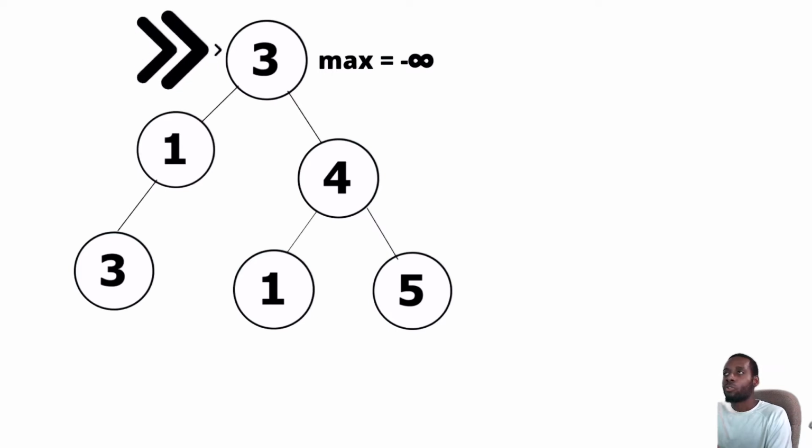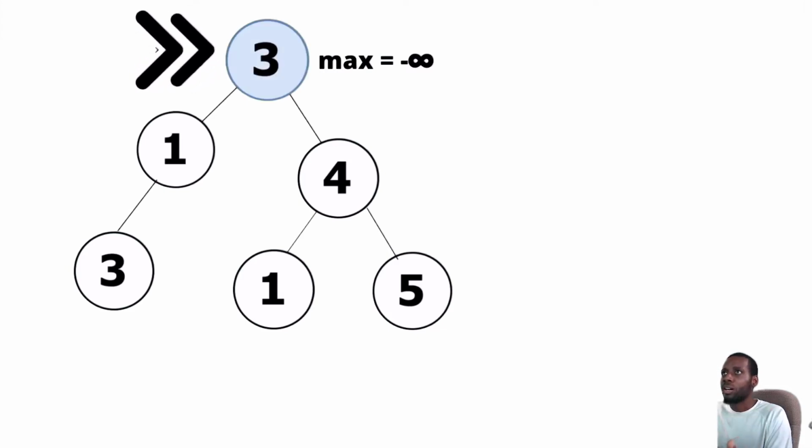So when we first start, the root is always going to be included, so we account for that. Root is a good node, because I told you guys a good node is a node where, on the path from the root up to that node, there are no nodes that are greater than that node's value. So 3 is a good node, so we account for it.